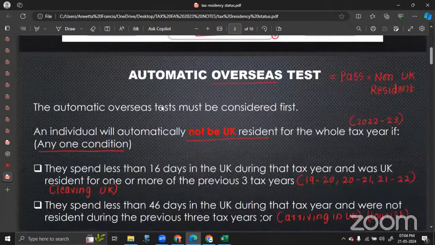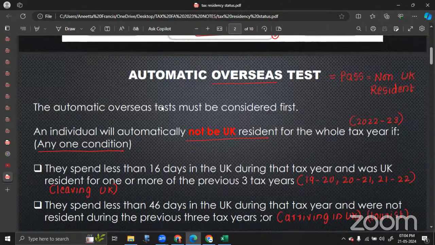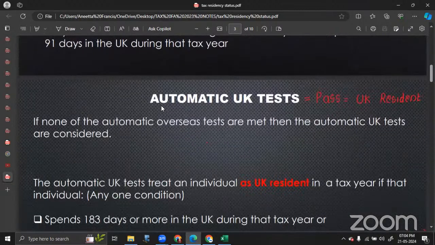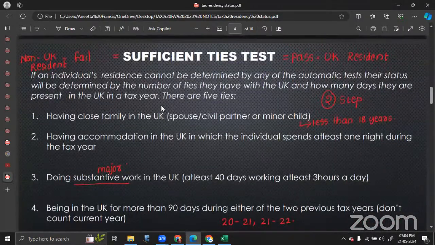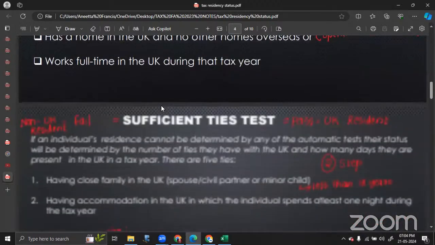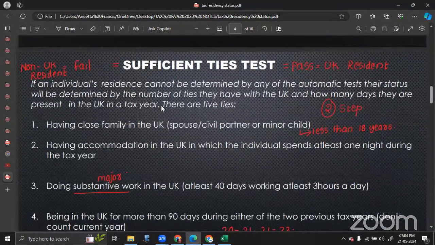First you'll start off with an automatic overseas test. If any one of the conditions is satisfied, you are automatically a non-resident UK during that tax year. If you fail the test, you proceed to the next one, which is an automatic UK test. If you pass any of the conditions in that test, you are automatically treated as a UK resident. And finally, you have the sufficient ties test. If you fail the automatic UK test, we proceed to the sufficient ties test. If you pass it, you are a UK resident, and if you fail, you are a non-resident during that tax year.